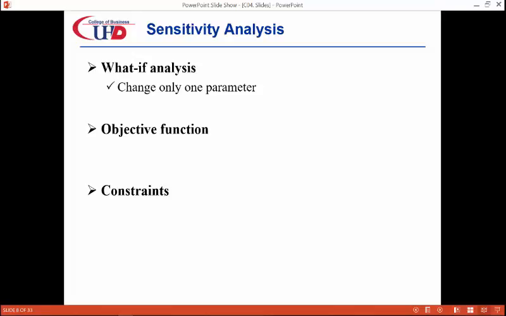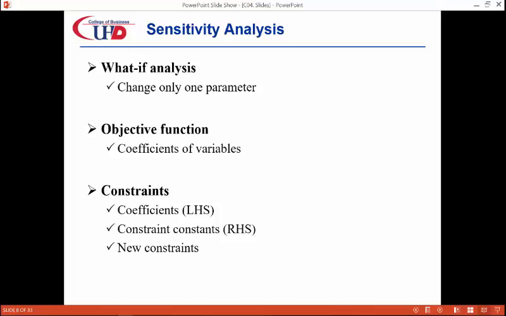For the objective function, we can test the coefficient of variables. Then for constraints, we can work on three different things: the coefficient in the left-hand side function, the constraint constants in the right-hand side, and adding one more new constraint.